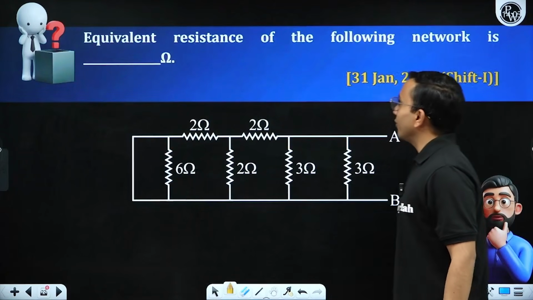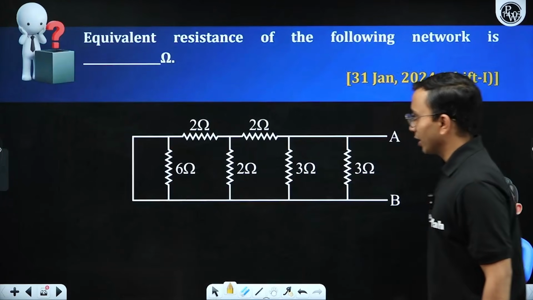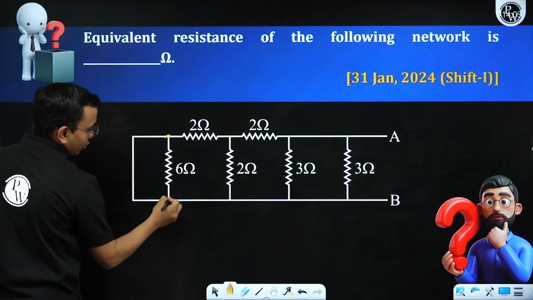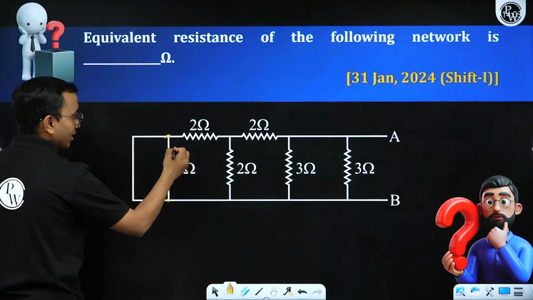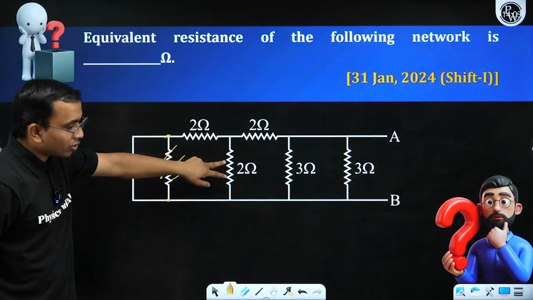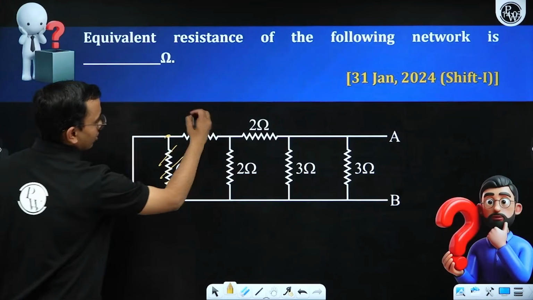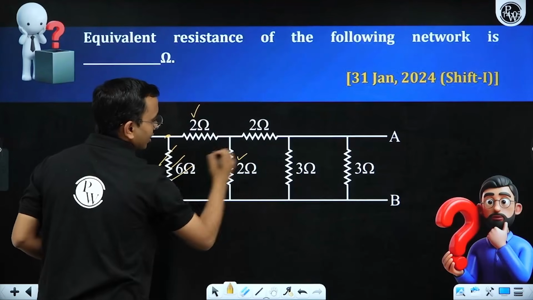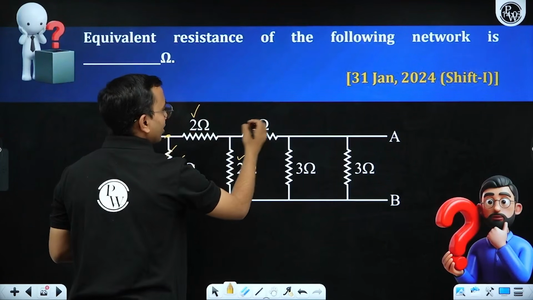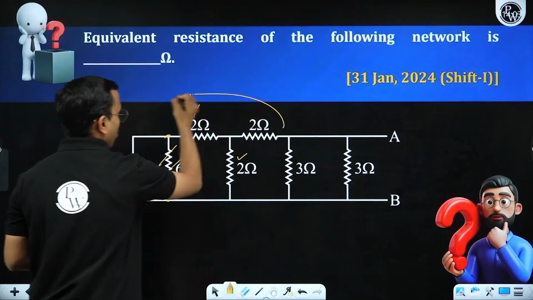Another question, equivalent resistance of the following network. Here you see, these two ends are connected, short circuited it is. If it is short circuited, no current will flow through this. Now this 2 ohm becomes in parallel. So this and this parallel, equivalent is 1. This one is in series with 2. 2 plus 1, 3. So this whole becomes 3.